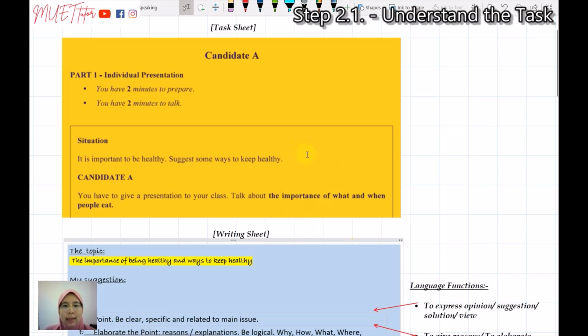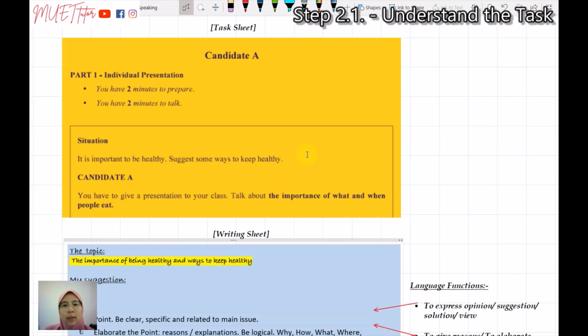Next, there will be a statement on one aspect of the said topic for you to talk about. Each candidate will be asked to talk about the different aspects of the topic. And the aspect will be printed in bold. Like in this sample, candidate A's aspect of the topic is the importance of what and when people eat.